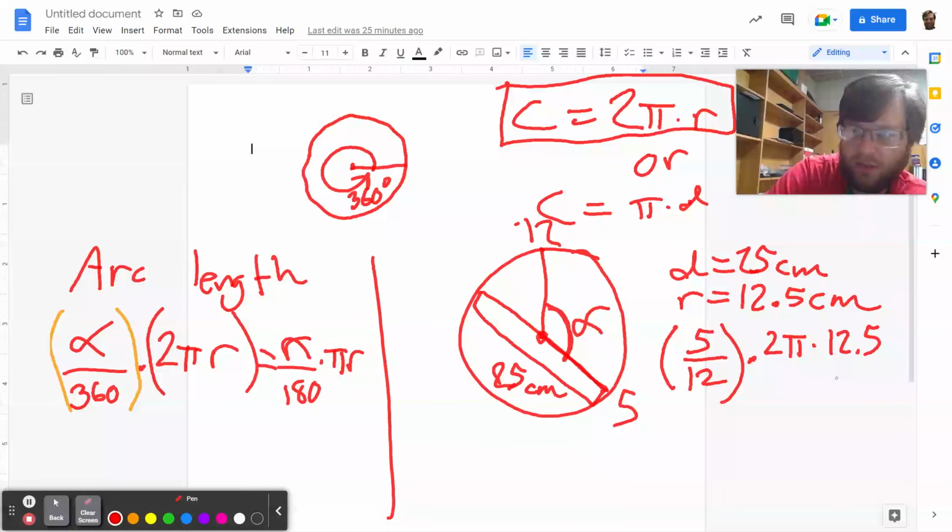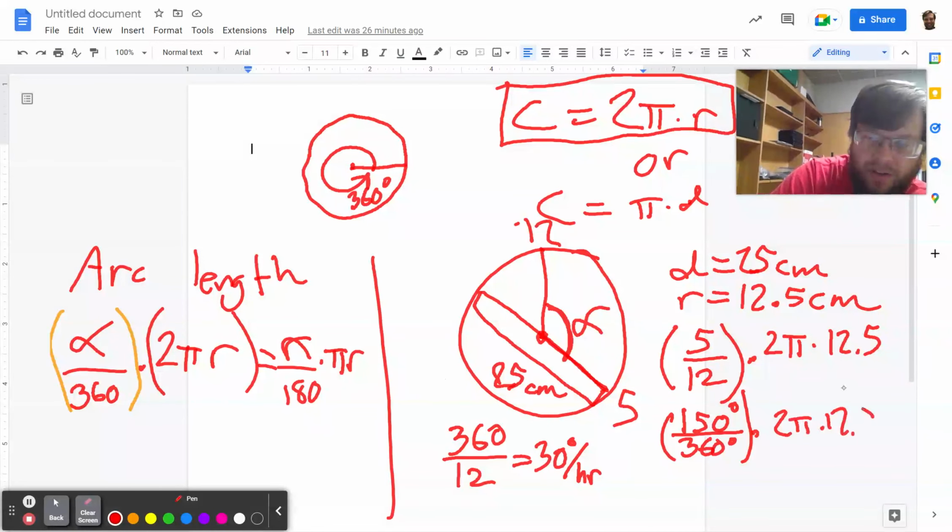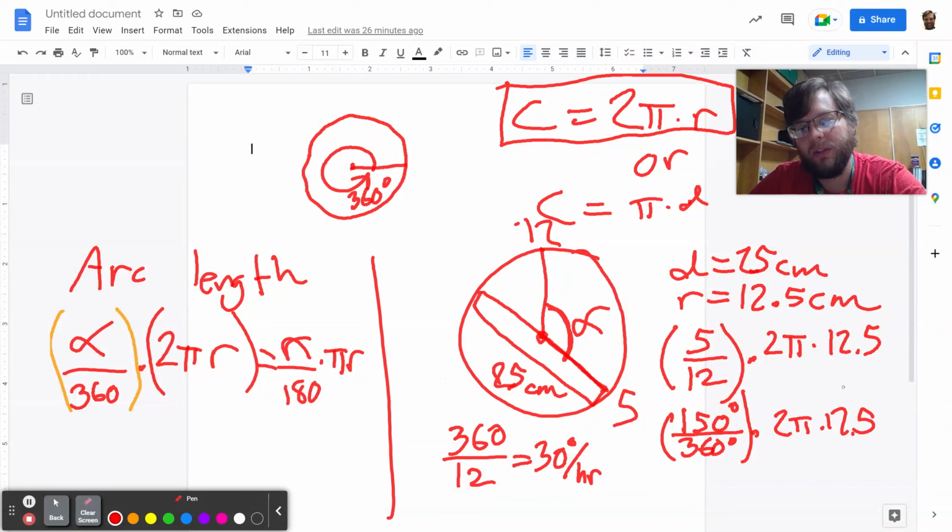Or if I wanted to find the angle, I could think, well, if there are 360 degrees on a whole clock, divide it by 12, and I get 30 degrees per hour. So 30 degrees per hour, and then multiply that by 5, and I'd say, okay, this ends up being 150 degrees divided by 360, because that's the full circle, multiplied by 2 pi times 12.5. These are going to come out to be the same thing. 150 divided by 360 is the same as 5/12.